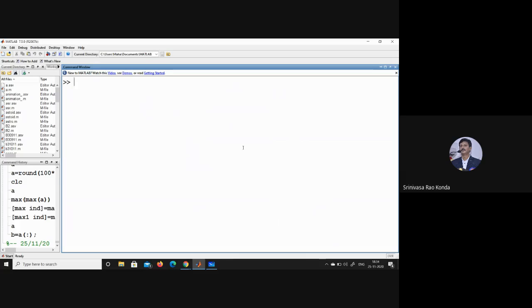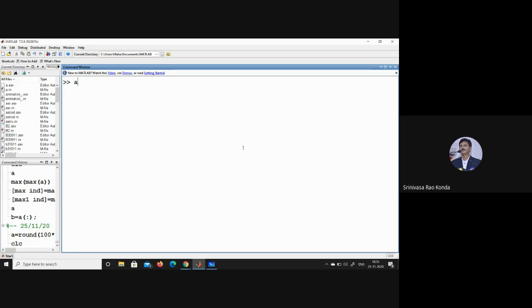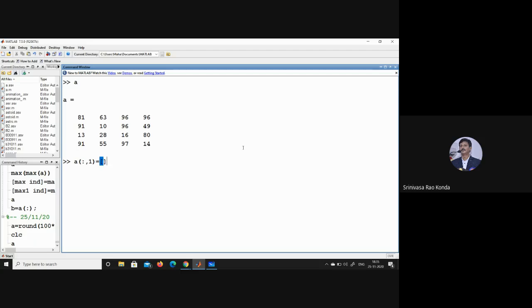Now I have a matrix like this. So if you give A of all row elements of first column is equal to empty braces, as usual, the first column will be eliminated. Okay. This is common.